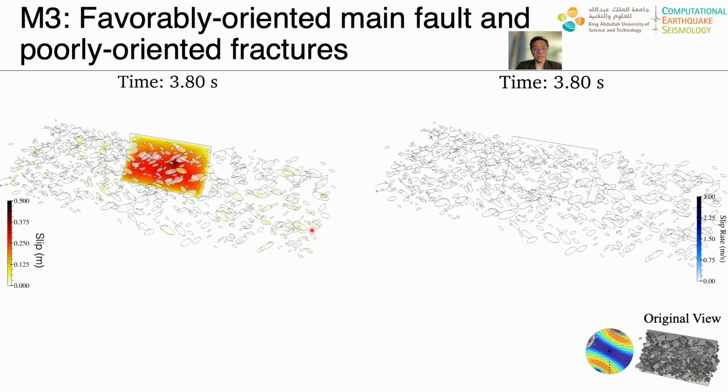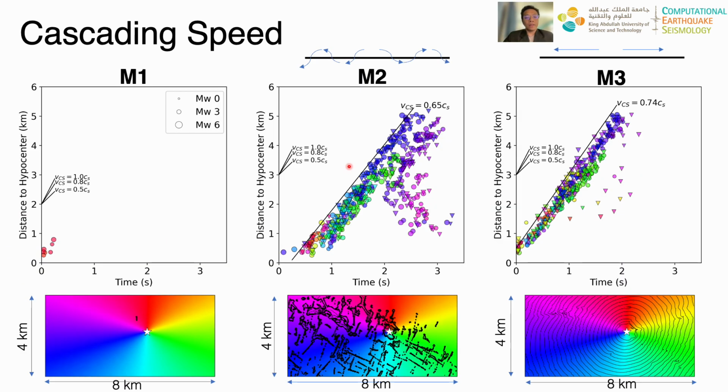From the three models considered before, now let's compare the kinematics of the earthquake source through a new parameter that we call the cascading speed. The cascading speed is defined as the apparent cascading rupture speed along the fracture network within the fault damage zone. It can be interpreted as the average rupture speed from a macro-scale view, or if one sees the rupture as a line source.